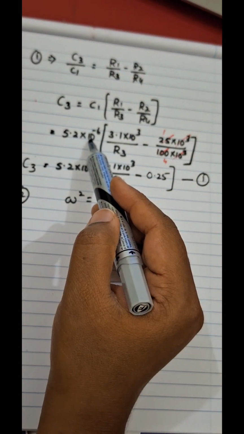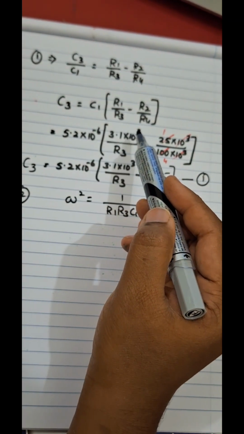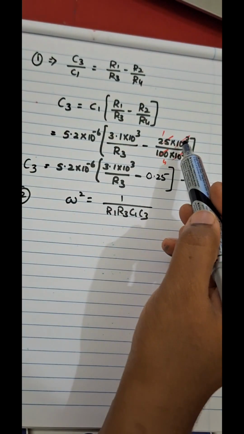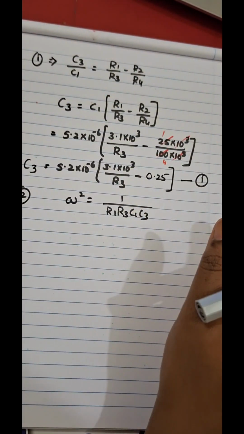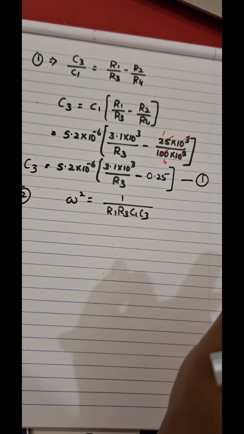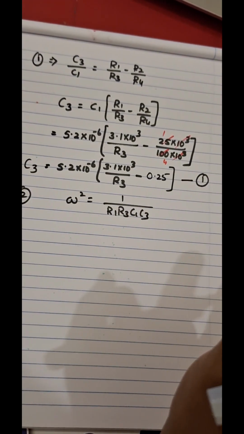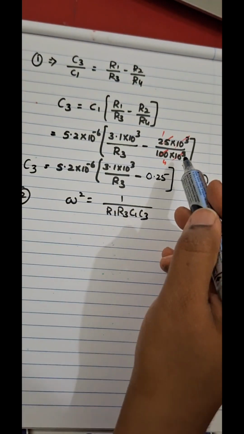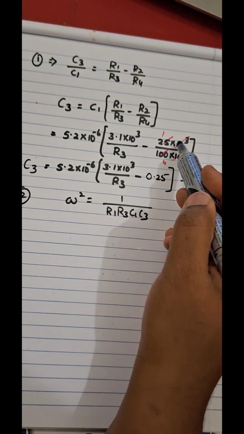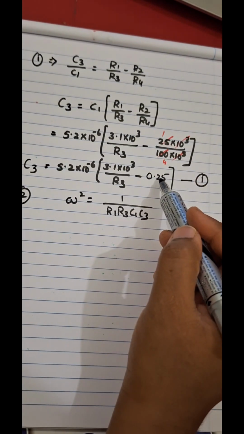Remember always mu means 10 power minus 6, k means 10 power 3. So you should write this without any confusion. If you forget to write 10 power 3 at any one point, it is going to disturb your whole answer. Remember that. Okay. So 10 power 3, 10 power 3 cancel. 25 by 100 will give you 0.25.